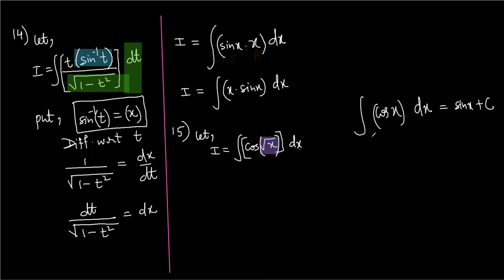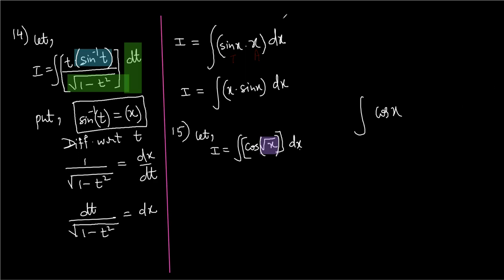So here I cannot apply this result. Why? Because it's not working. The result says the integral of cos x with respect to x is sin x plus c, but this result is not applicable here because it is not following the law. What is it that is not letting me apply this definition?